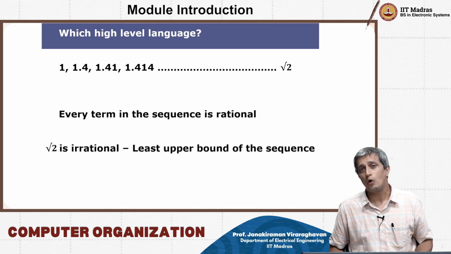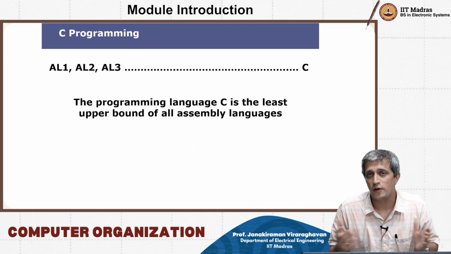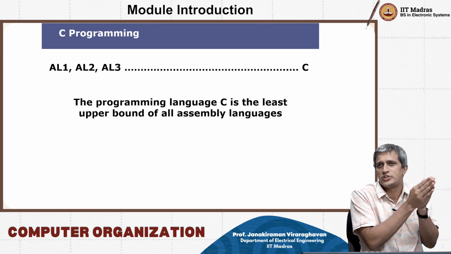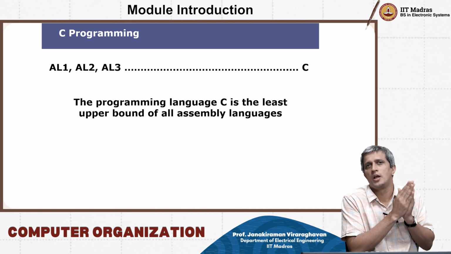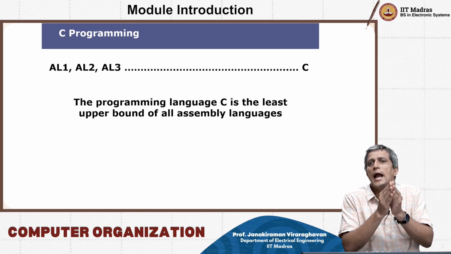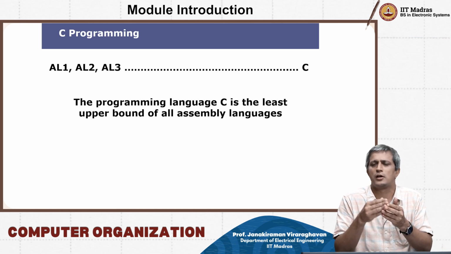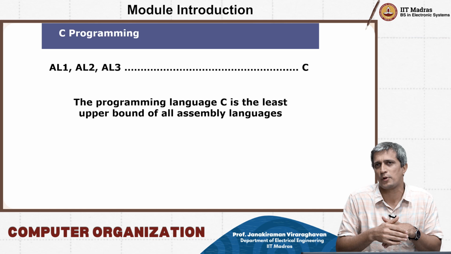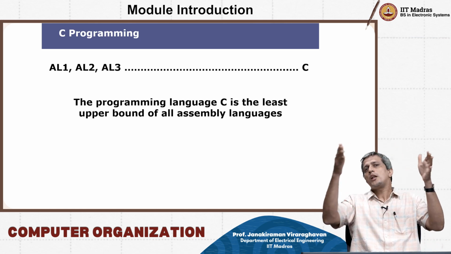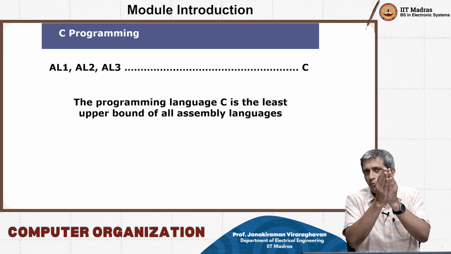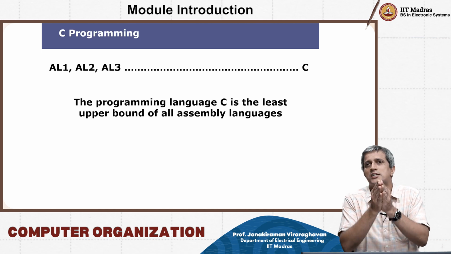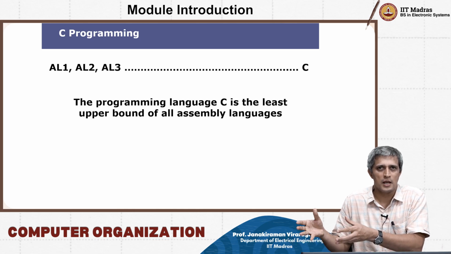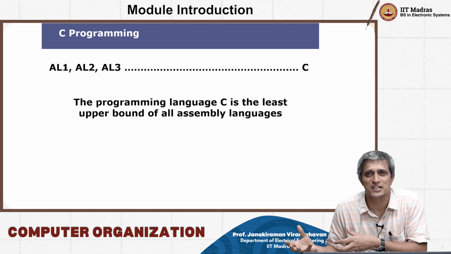So, in my view, if you take all the assembly languages, you take the RISC, which has a minimum set of instructions, then x86, then you add more instructions to this x86, and even more instructions to the x86, and order them in increasing order of complexity, every one of these is going to be an assembly language: AL1, AL2, AL3, each an assembly language.